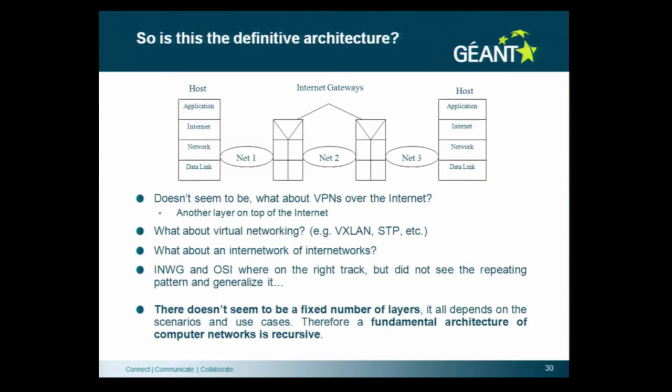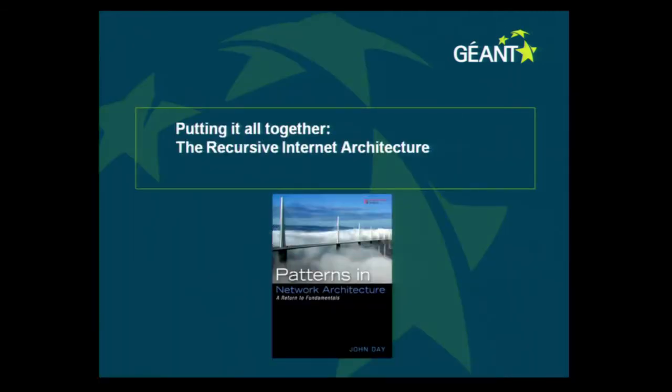In a network, there doesn't seem to be a fixed number of layers that can give you every application, all the privacy and all the flexibility that you want. So it all depends on the scenario and the use case, and therefore the conclusion has to be that a fundamental architecture of computer networks should be recursive. You don't have a limitation on the number of layers, and they should be able to stack indefinitely. So when we put this all together, we arrive at RINA, which is the recursive internet architecture.